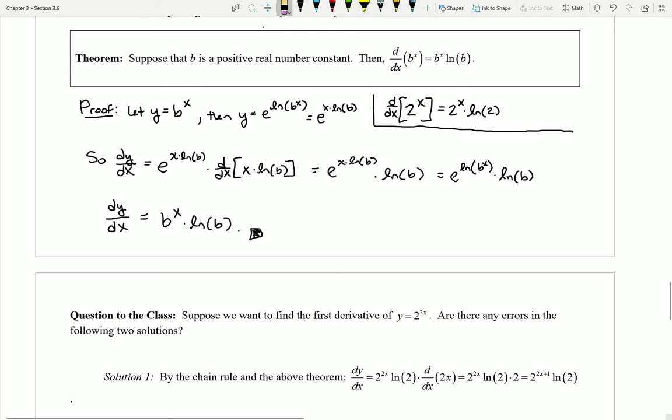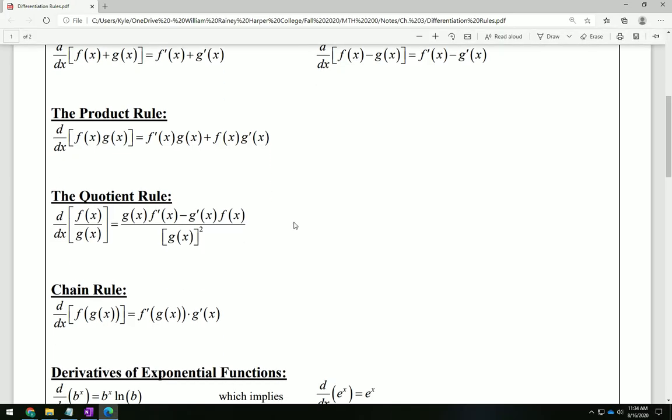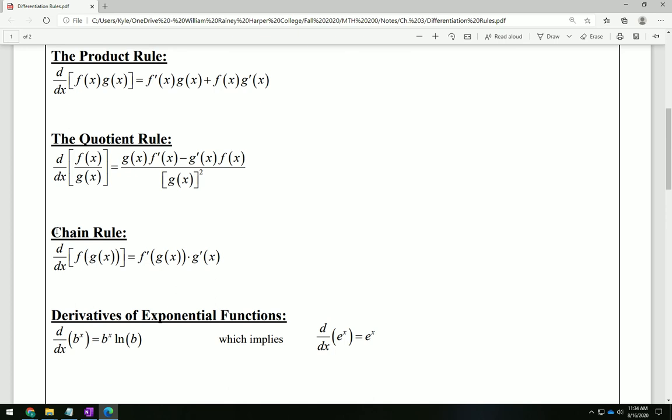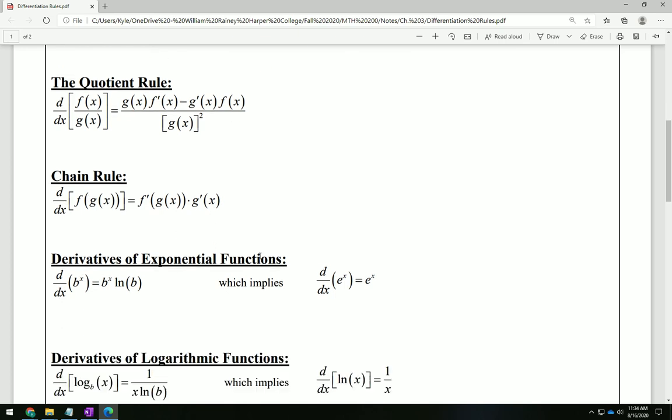So this is another rule here, and on the formula sheet, you'll see that it falls directly under the chain rule that we have listed here. And here's my derivative for exponential functions. The derivative of b to the x is b to the x times natural log of b.